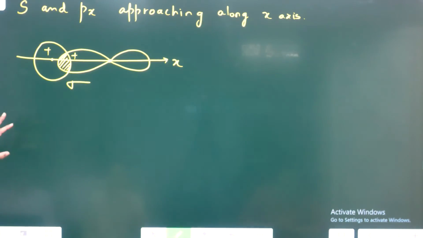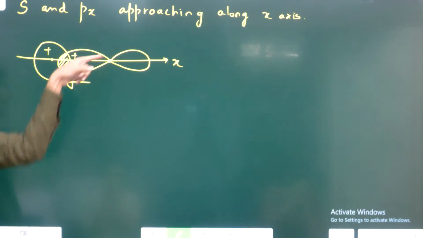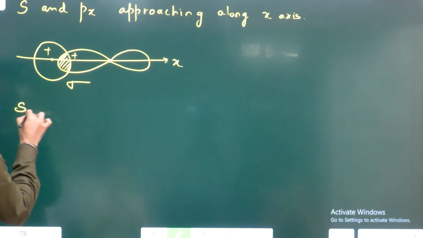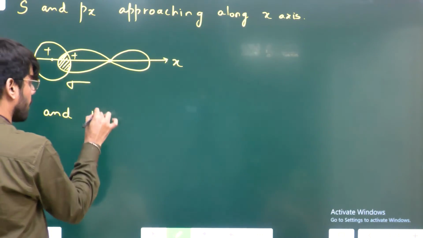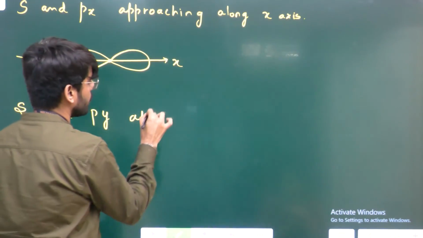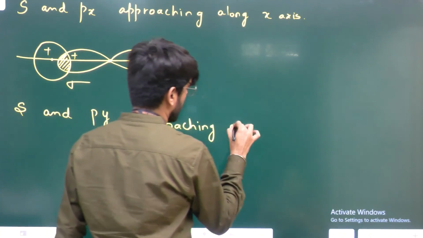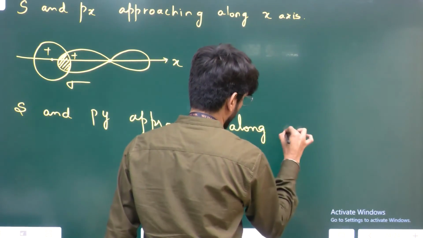ठीक है, अगर वो z एक्सिस है। चलिए, ऑलराइट। s and py approaching along z axis.